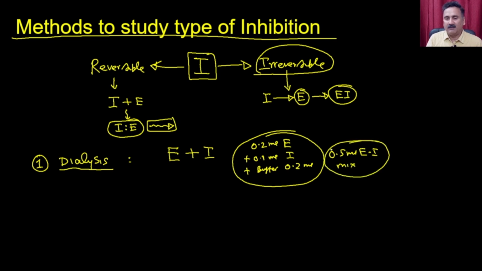Now from this 0.5 ml, you can take out 50 microliters and check whether the enzyme is active. That will confirm that the inhibitor is working and has inhibited the enzyme. So if the enzyme is inactive, you will know that the inhibitor is working.